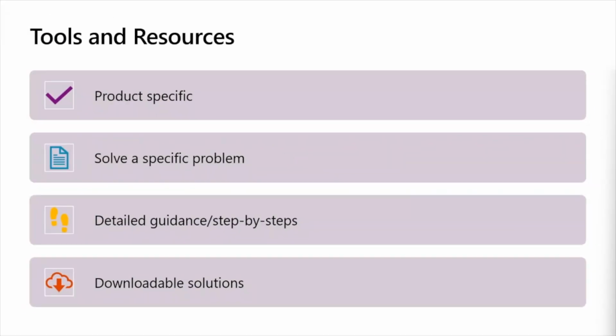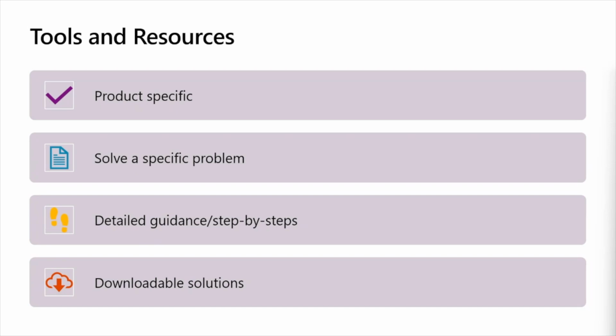Next up are tools and resources. So these are some of the new things that you'll find out there. The tools and resources that you'll find are generally product specific, meaning that each tool is specific to one particular product. And each tool or each resource that is available out there is designed to help you solve a specific problem. And so when you look at one of these articles, it will describe the problem that the tool or resource is designed for or there to help you with.